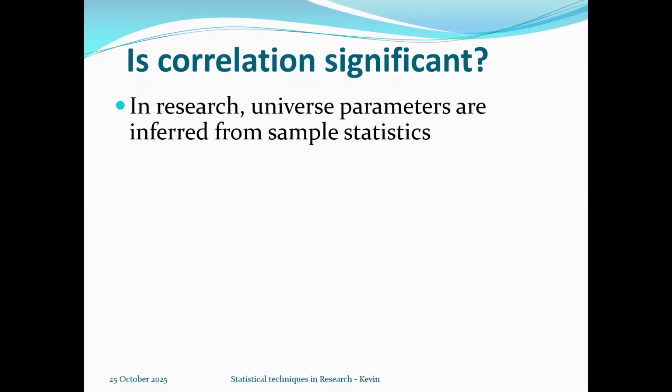In research, universe parameters are inferred from sample statistics. So I said in the previous case, sales and advertisement. You took a sample of sales and advertisement, you got a correlation of 0.6. That is the sample correlation, sample statistics. What is the correlation of the population? If you take the sales and advertisement of all the companies working in a particular place or industry, we have just taken a sample. There is a correlation, 0.6.